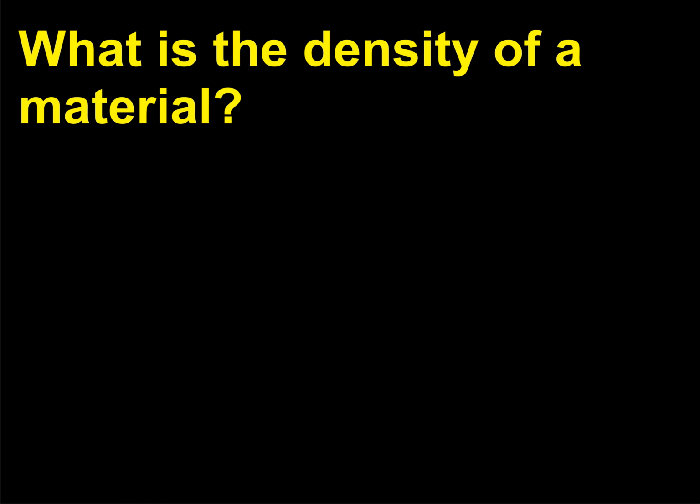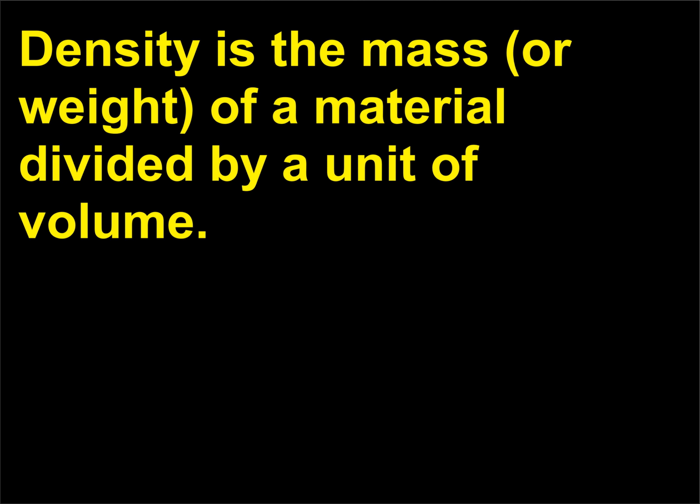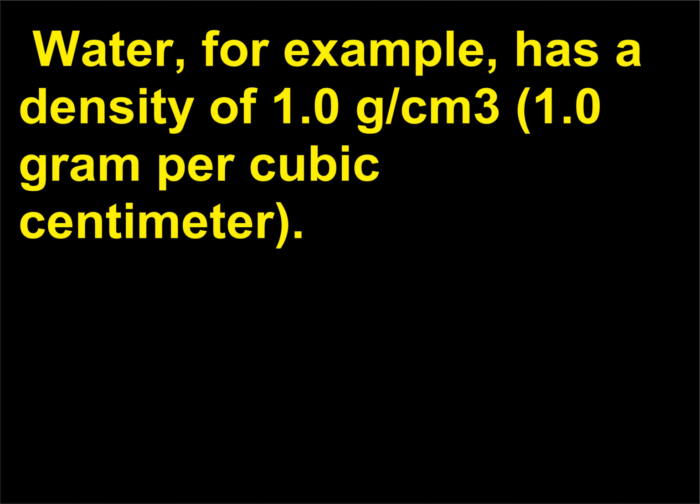What is the density of a material? Density is the mass, or weight, of a material divided by a unit of volume. Water, for example, has a density of 1.0 g/cm3, 1.0 gram per cubic centimeter.